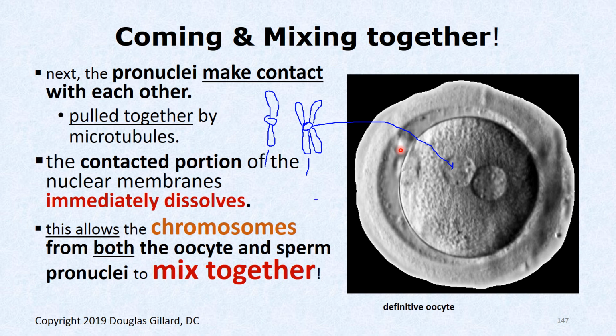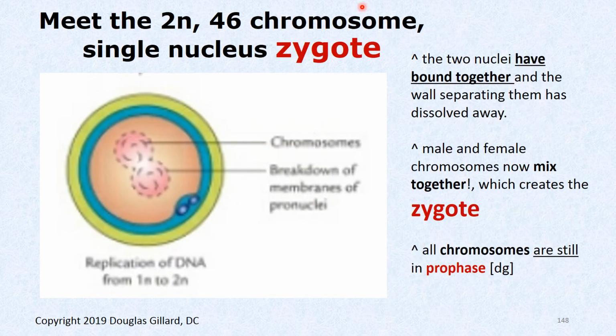All right, so let's get these guys mixed together. And that's exactly what happens in this nice picture. We can see the two nuclei have bound together. The membrane where they bind dissolves, and the genetic material, the chromosomes, mix together. All these double-armed chromosomes mix together. And at this point, fertilization is over. We've completed the process of fertilization, and this is no longer called that definitive oocyte. It's called a zygote. Many people believe this is the beginning of life right here, right?